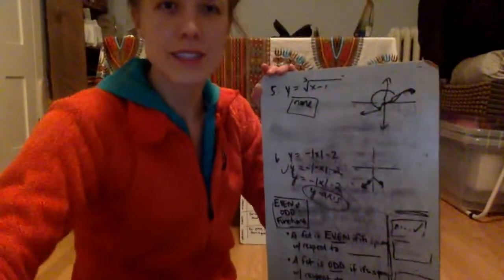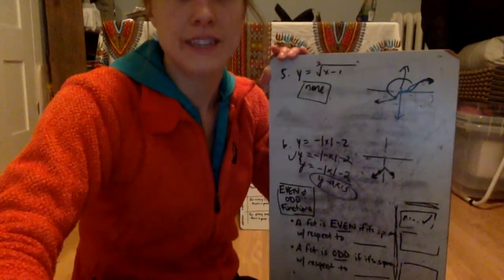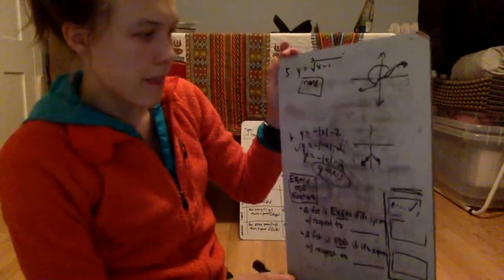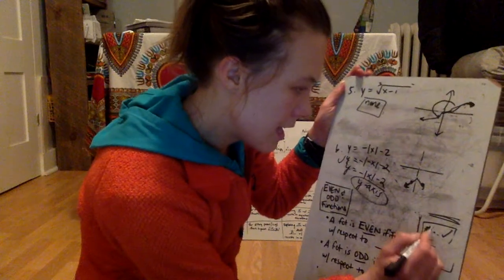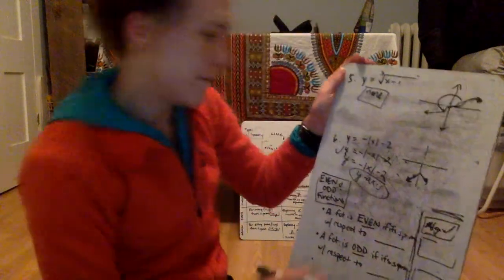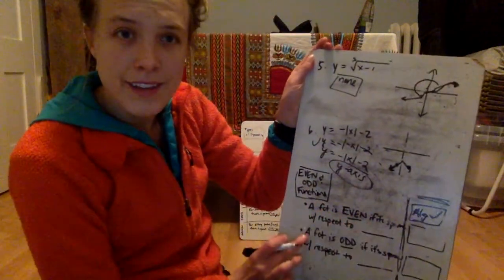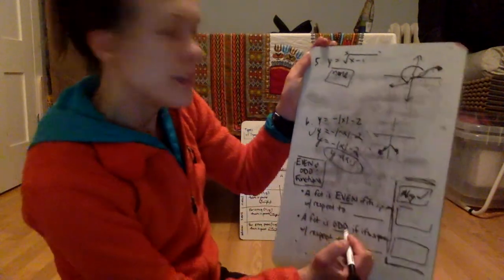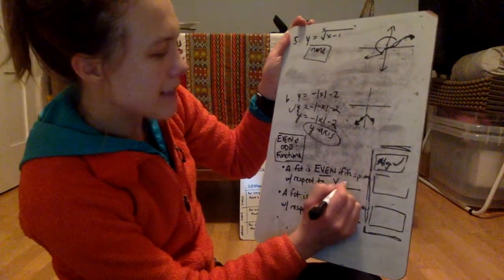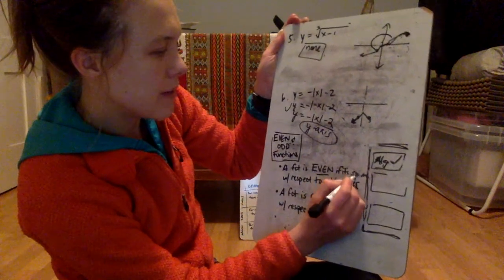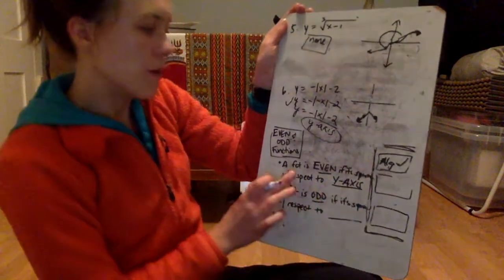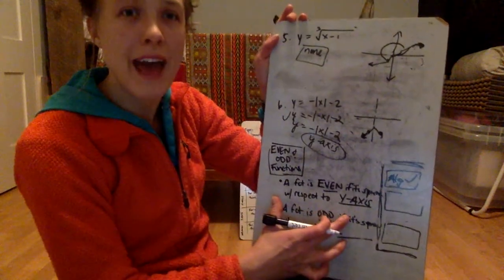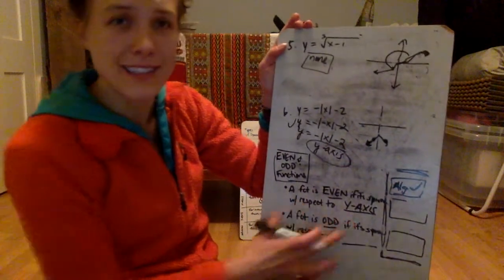All right, the last thing on this worksheet is determining if a function is even or odd. A function is even if it's symmetrical with respect to the y-axis. This is on your note sheet. So a function is even if it's symmetrical with respect to the y-axis. This is y-axis symmetry.